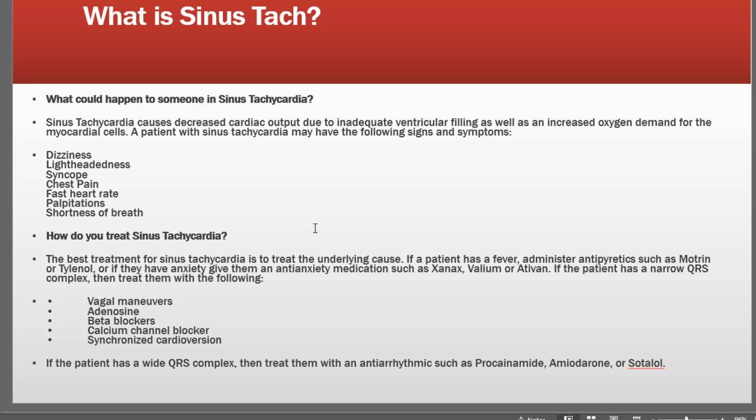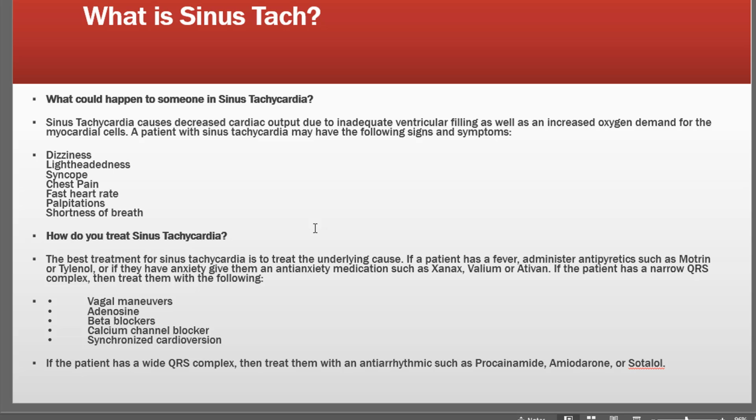So there's increased oxygen demand, and a patient with sinus tach may have some of these symptoms: may be dizzy, lightheaded, have chest pain, palpitations, shortness of breath. They may say, hey, my heart's beating out of my chest. The best treatment is to treat the cause. If the patient has a fever, you want to administer antipyretics, Motrin, Tylenol. If they're anxious, you want to get the doctor or something to calm them down.